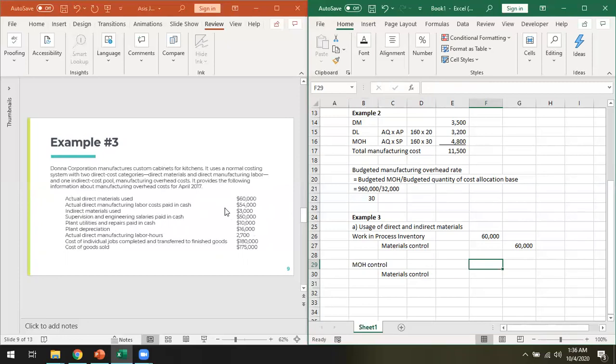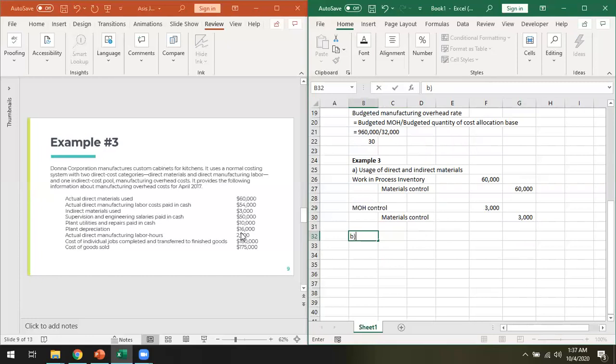The indirect material use is $3,000. Okay, so if you want to use just one journal entry for these two: work in process inventory $60,000, manufacturing overhead control $3,000, and material control $63,000. That's also okay. I want to separate these two so you can understand the different treatment for direct and indirect materials.